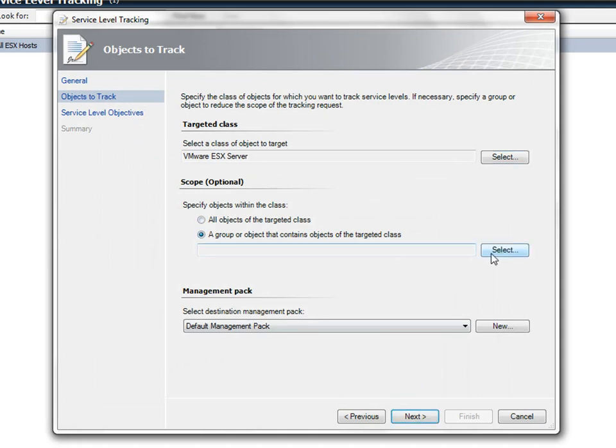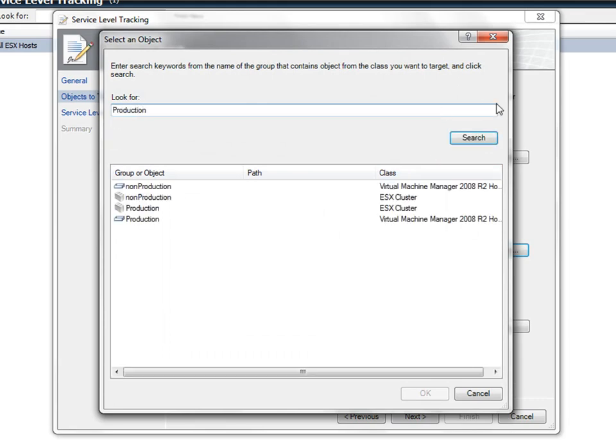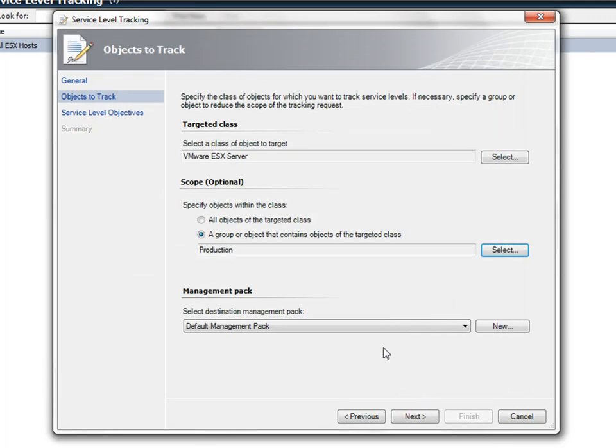Under Specify Objects within the class, instead of selecting all objects of targeted class, we're going to go ahead and select a particular group that would allow us to target ESX hosts that are part of a production ESX cluster. We will continue to configure this service level tracker very similar to the first.